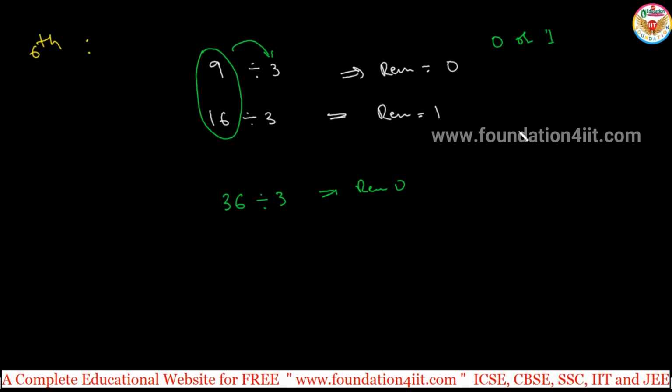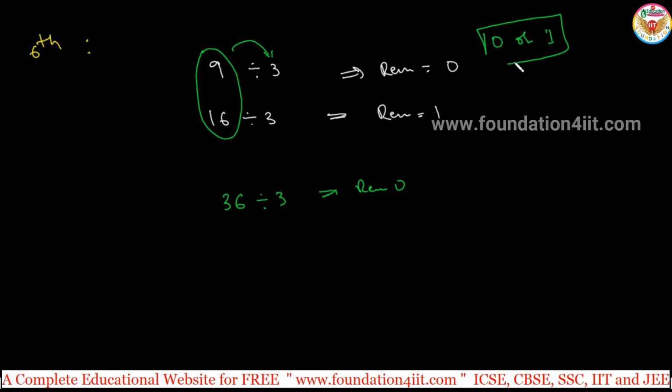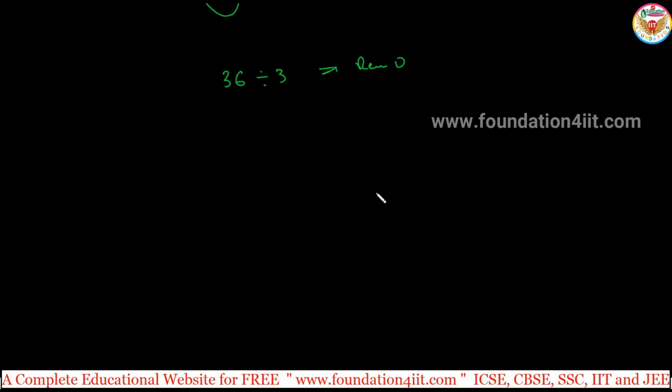So you'll never get 2 also. Because if you divide by 3, the remainder could be 0, 1, or 2, right? The remainder must be less than the divisor. 2 is also less than 3, but for a perfect square it is not possible. Any perfect square, if you divide by 3, the remainder will be only 0 or 1. Okay, that you remember. And let's see one more, the seventh property.